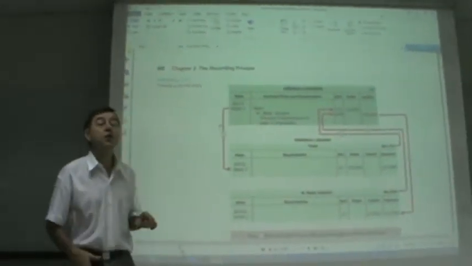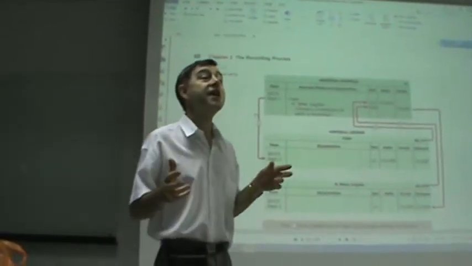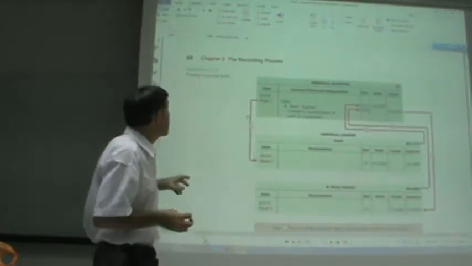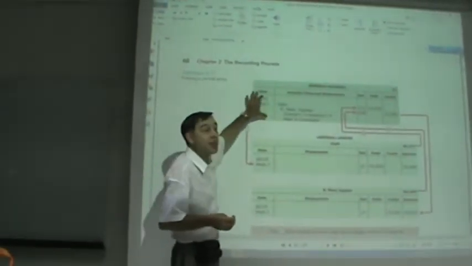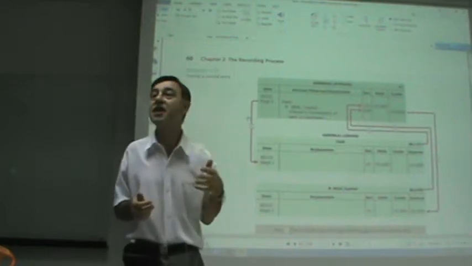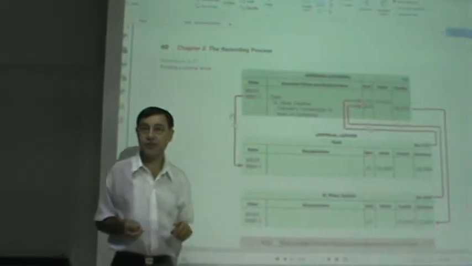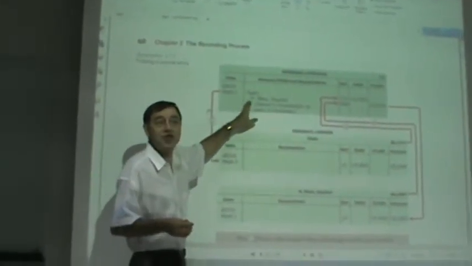All right, everyone. So last time I pretty much finished chapter 2. All we do is examples now. This is an example of posting. And posting is you take from the journal and put it in the ledger. This is an example of the journal.